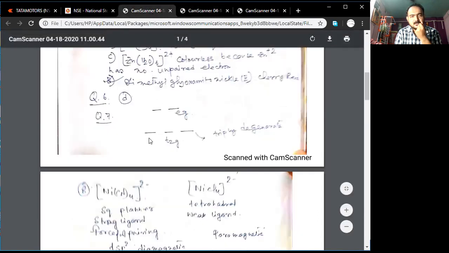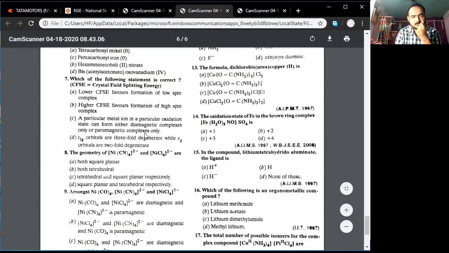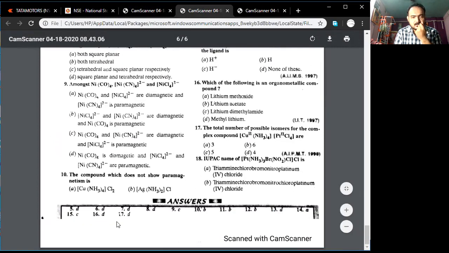You can see here T2g, the 3 d orbitals dxy, dyz, dzx are at the same energy. And here dx square minus y square and dz square are at the same energy. So 2 orbitals means doubly degenerate, and 3 orbitals are triply degenerate. So option D is correct. Now you can see the answer is 7D.